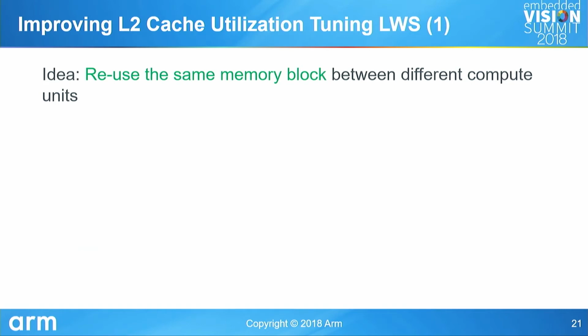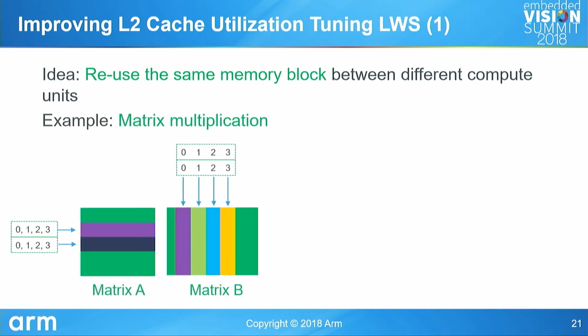So what about the L2 cache utilization? We want to improve also the L2 cache utilization. And the idea is, yes, I want to reuse the same memory block between different compute units. And how can we explain this with the matrix multiplication? In this manner. Each dot box is a compute unit with 4 threads. In the matrix A, each compute unit is going to read a different row. But on the matrix B, each compute unit is going to read the same memory block.